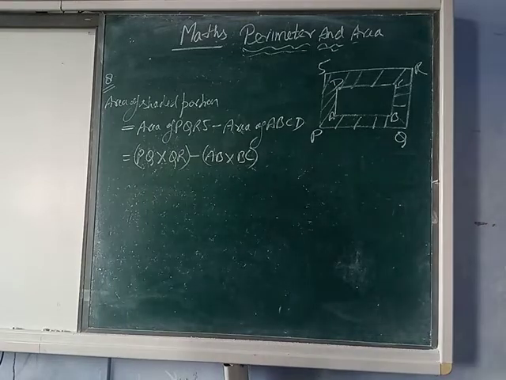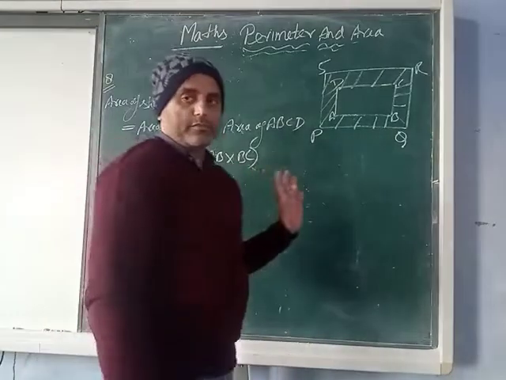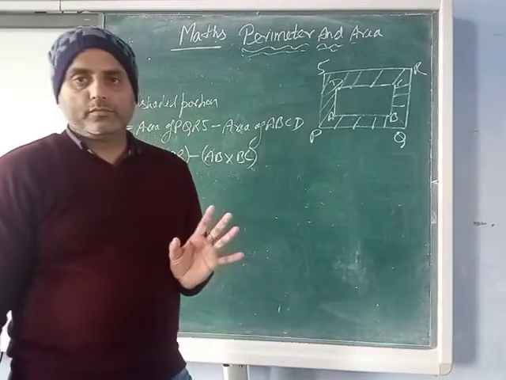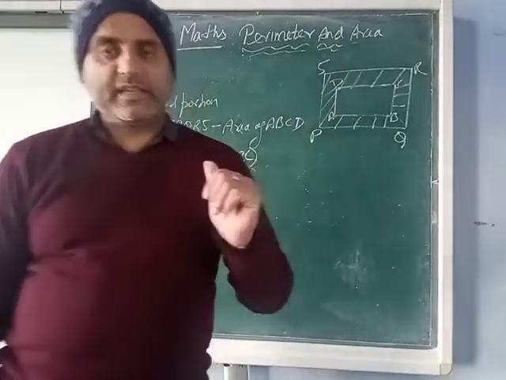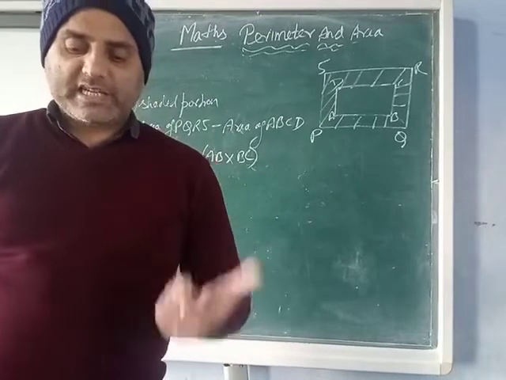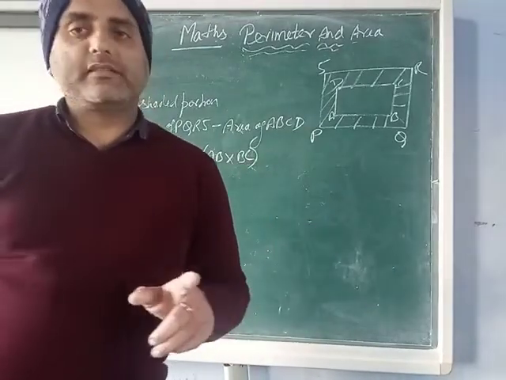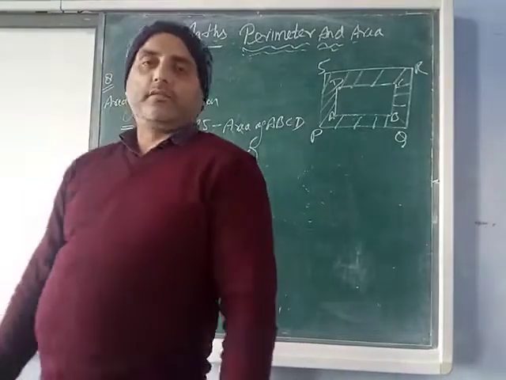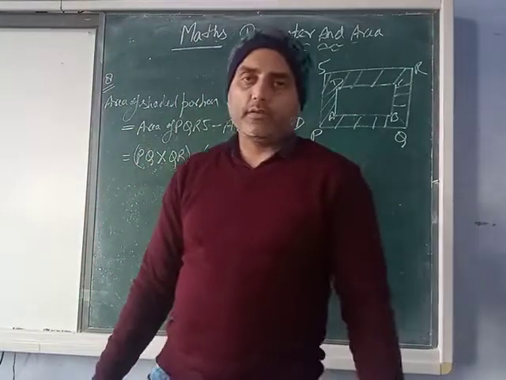So I think all your formulas from the chapter perimeter and area are complete. Okay, this thing you have to write in your maths first notebook on the last page, after completing exercise 16.6. Is it clear? Okay, thank you.